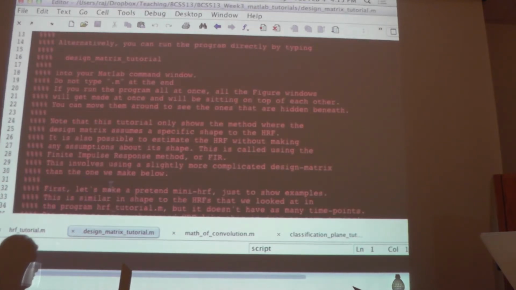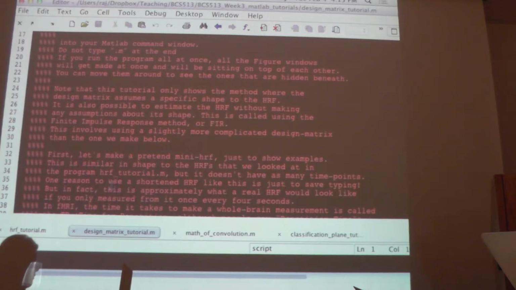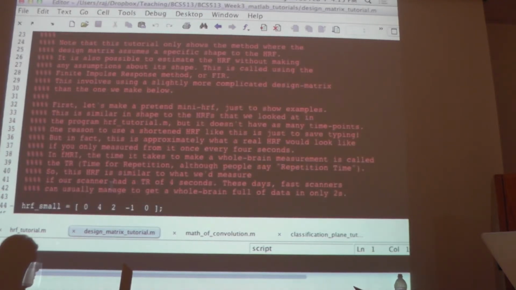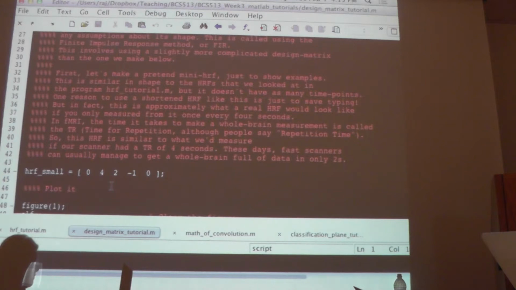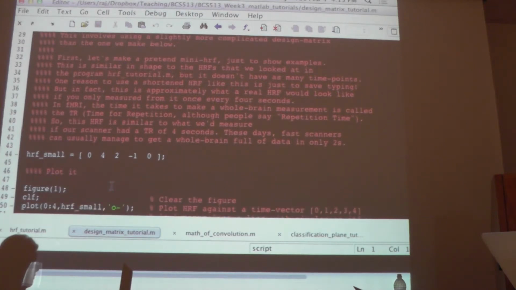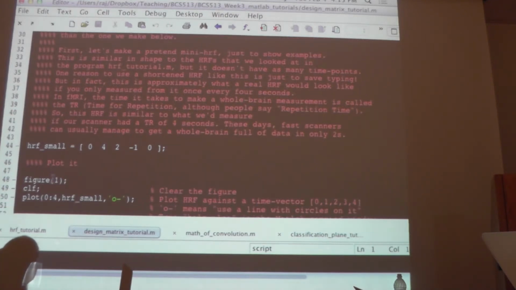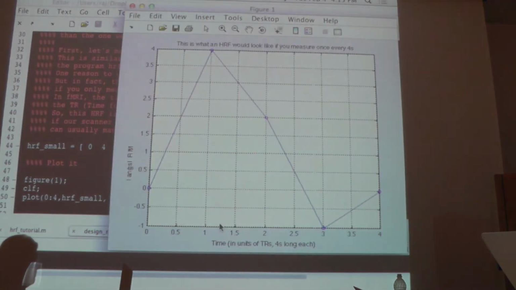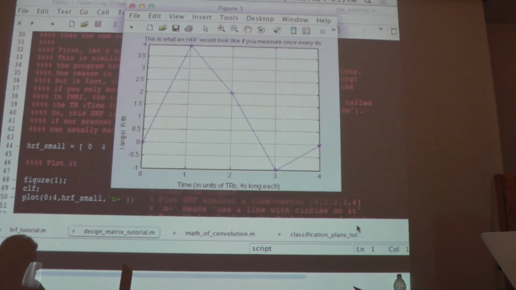You can read through this extremely verbose commentary, which I'm going to skip now. But this time, for this example, instead of using the full-blown, nice, curvy HRF, which goes up and down over 18 seconds, I'm going to make a mini version of it, which just goes up, down a bit more, back to baseline, and looks like this. This is like the discretized version of the previous one, and it turns out this is very much like what a scanner actually records.